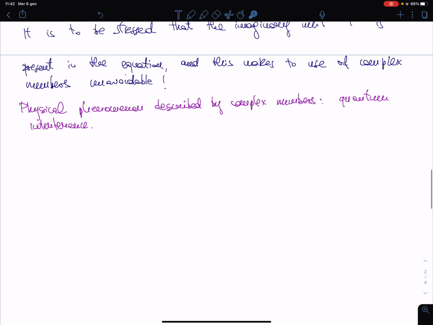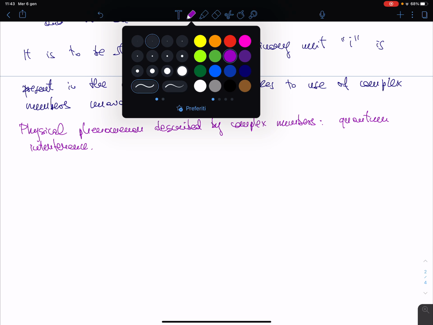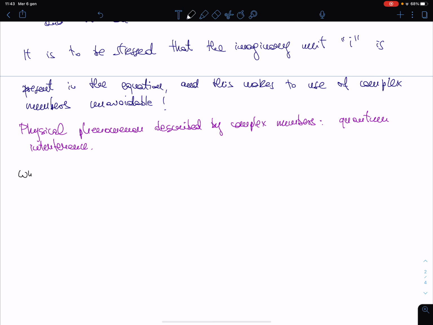And then this equation was criticized because it bore the presence of I, so of complex numbers, and so what is the physical meaning of complex numbers? And there was a huge discussion. But at the end, so I want to write this. What is the physical meaning of complex numbers?